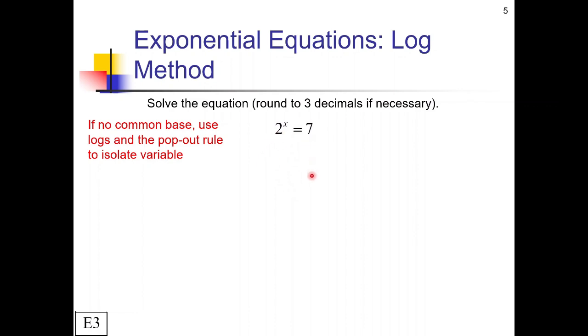All right, so taking the log of each side, on the left side I'm going to have x log of 2 because I popped out that x as a multiplier. On the right side I've just got log of 7. Nothing really special going on there.